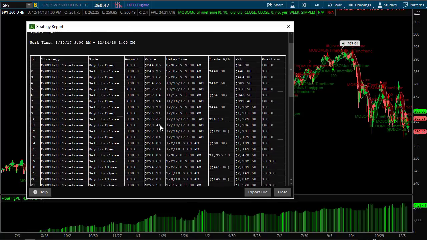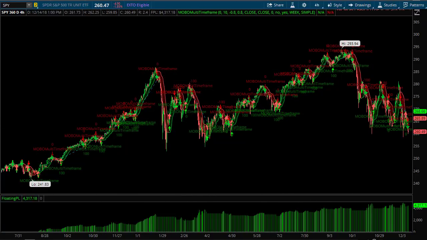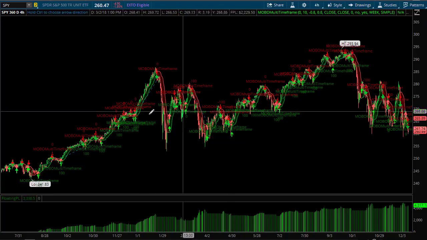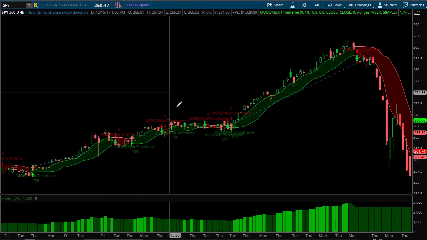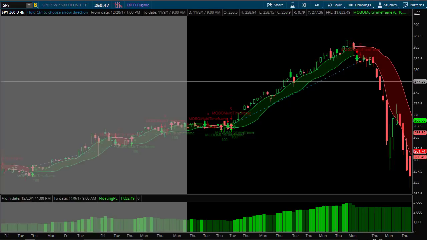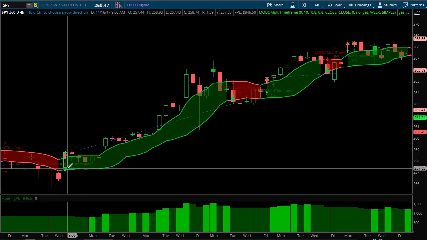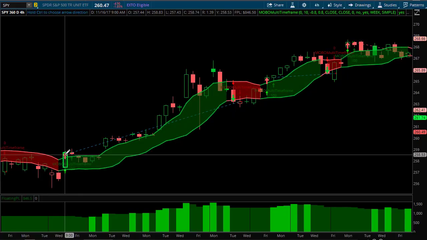So if you want to download this and analyze, I haven't looked at the average duration and the Sharpe ratio and any of that stuff. I'm just showing you some raw data here inside of the Thinkorswim platform. So let's zoom into a little section here and get an idea of how to enter and exit. And basically, here's an entry where the market broke above the MOBO bands.